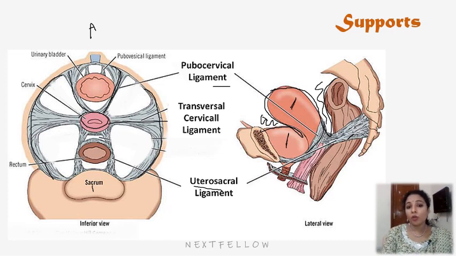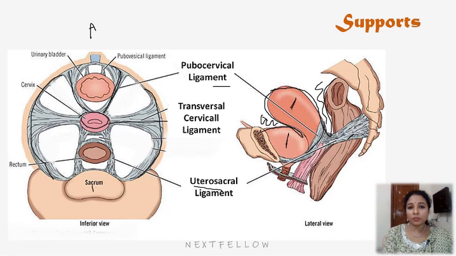So they can also support the uterus, but they are poor supports. And then uterine position itself, that is the axis of the uterus, which I discussed in the second slide as the angle of anteflexion and anteversion, which keeps the uterus in position.